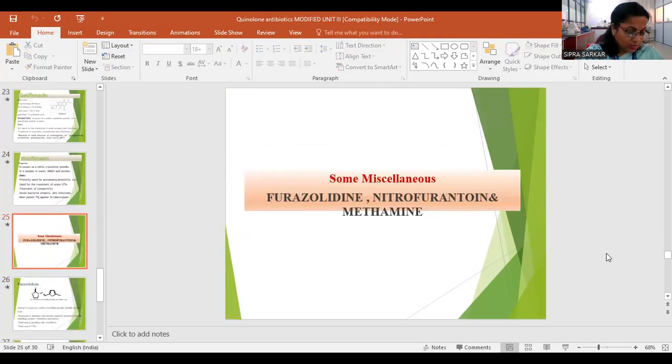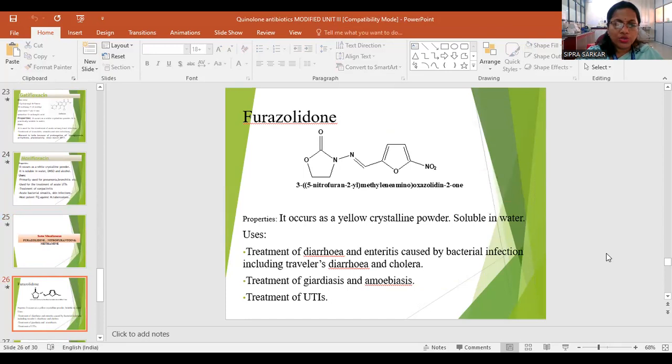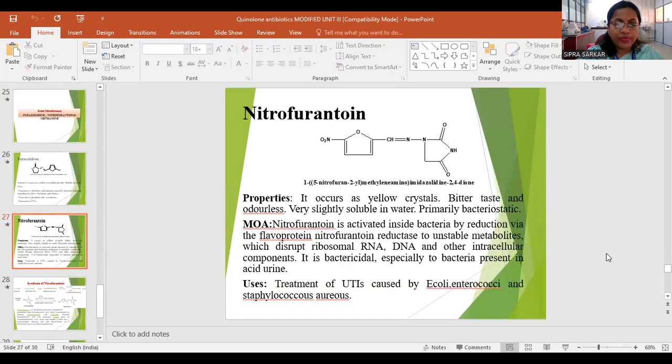Some miscellaneous categories of drugs are there, furazolidone and nitrofurantoin, methenamine. Among these, nitrofurantoin is one important drug. Furazolidone structure you can see. Nitrofurantoin is a very important drug. See the structure, where it is known as a 5-nitrofuran. This is known as a nitrofuran, and there is an imidazolidine ring. This ring is the furan ring, and 2,4-diamine. So a nitrofuran ring and an imidazolidine ring are present.